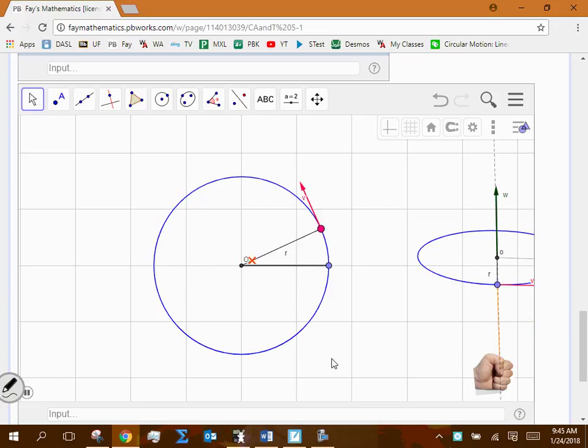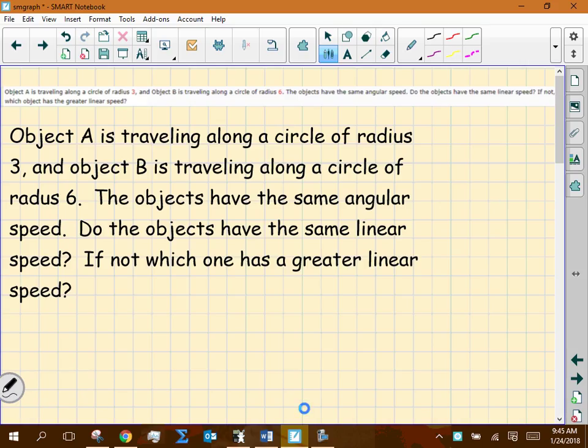So let's go through the work here to see why it makes sense that the object that is furthest away from the center is moving the fastest. Okay. What we know is that, and we've got a lot of formulas here.